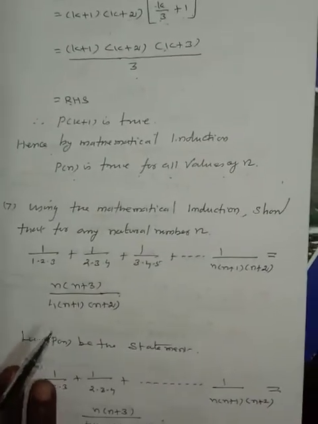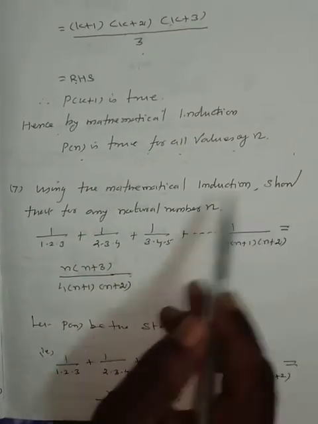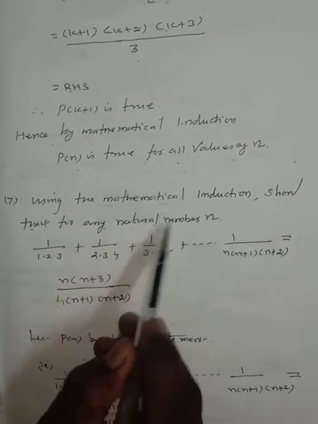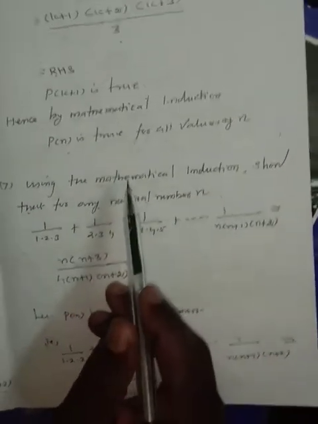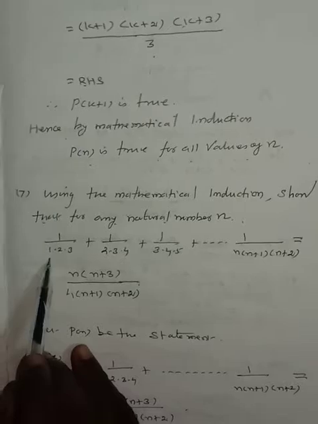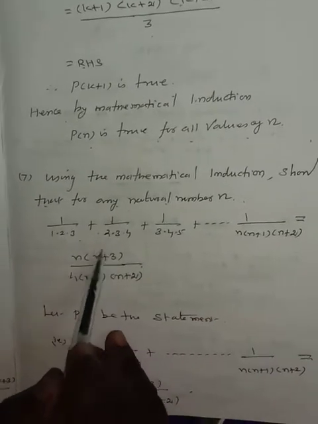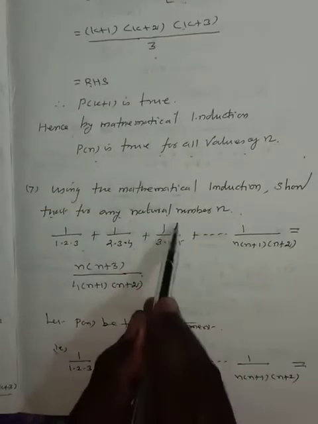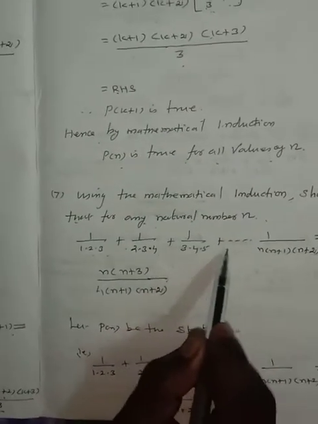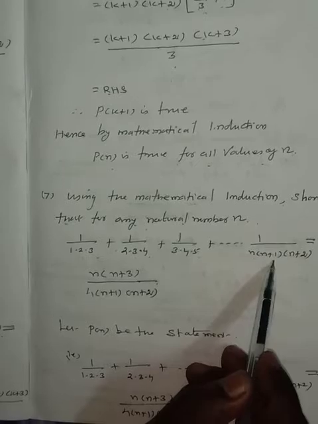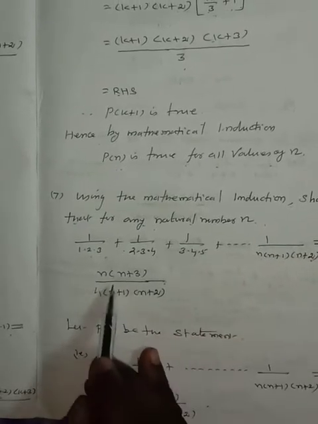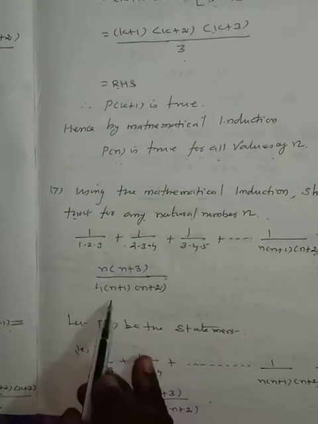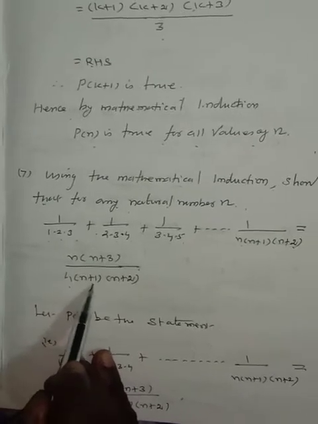Sum number 7: using mathematical induction, show that for any natural number n, 1 divided by 1.2.3 plus 1 divided by 2.3.4 plus 1 divided by 3.4.5 and so on to 1 divided by n into (n+1) into (n+2) is equal to n into (n+3) divided by 4 into (n+1) into (n+2).